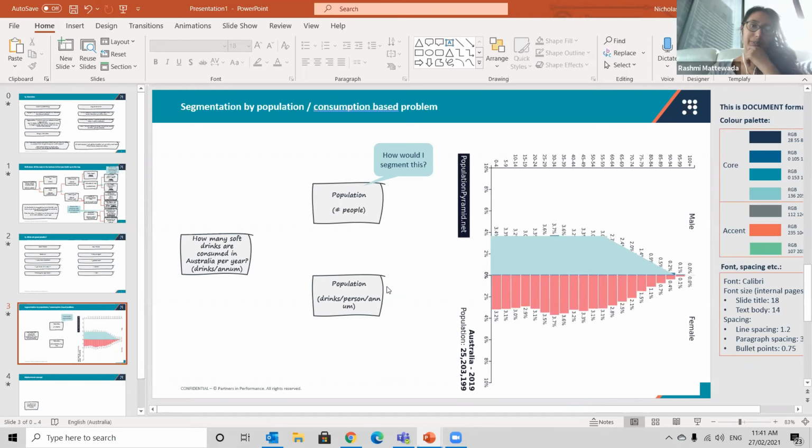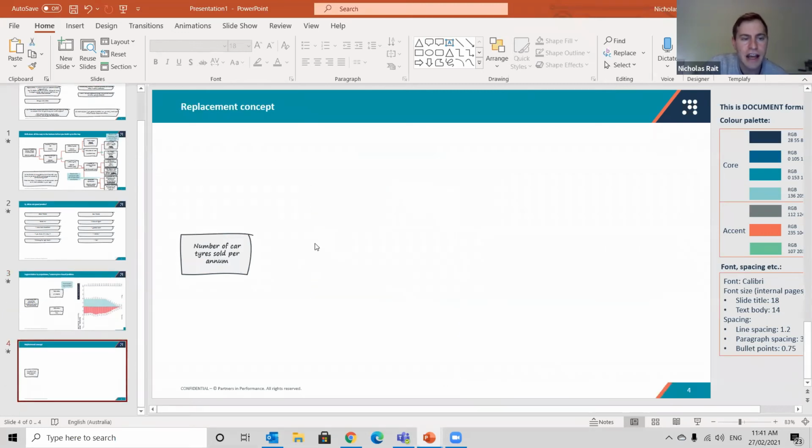Yeah, thank you. Cool. All right, so that was just population and consumption-based problems and how you'd segment them. I think that's enough time on that. Replacement concept: I just want to quickly touch on that here. If I have a problem that's around the number of car tyres sold per annum, how do we get to what drives demand for that? I guess there's a hint in the name, but what would drive the number of car tyres sold per annum?